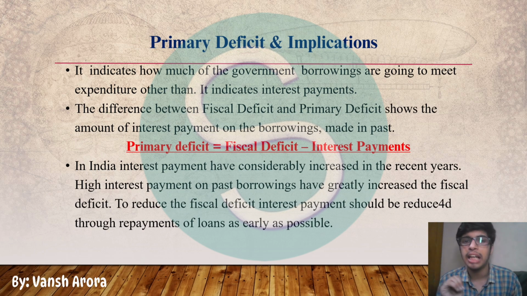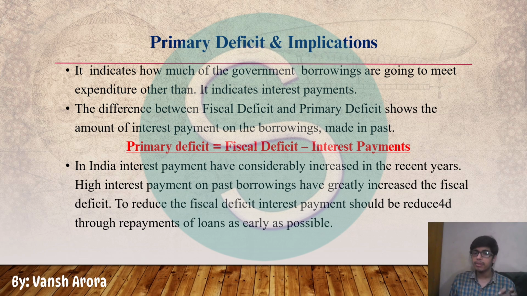So here's the last deficit, that is the primary deficit and its implications. It indicates how much of the government borrowing is going to meet expenditure other than. कि now we can say that कि government की borrowing लेने के बाद कितना खर्चा हमारे पास extra उठ रहा है. ठीक है, it indicates how much of the government borrowing is going to meet the expenditure other than the interest payments.